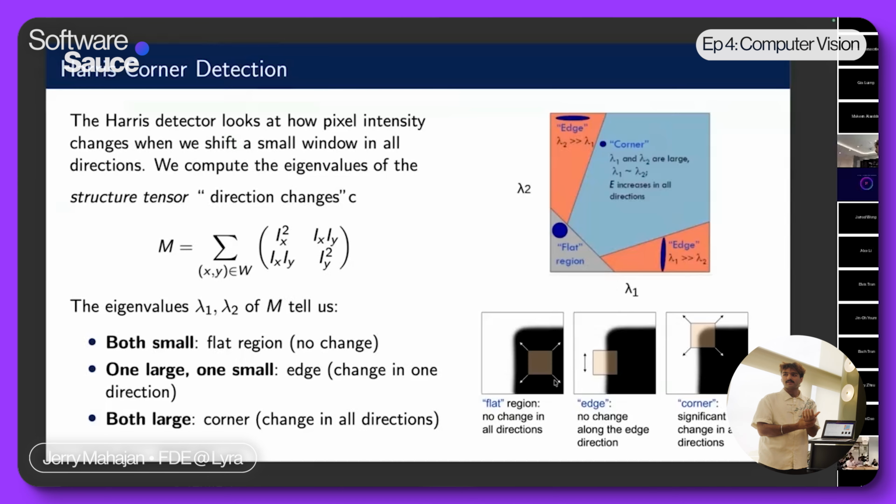The point of this section is to show that, without using any complex models or training, simply with pixel operations, we can detect things at a low level. We can detect corners and edges.